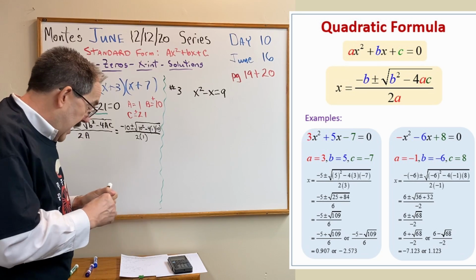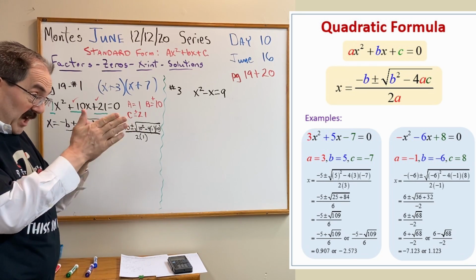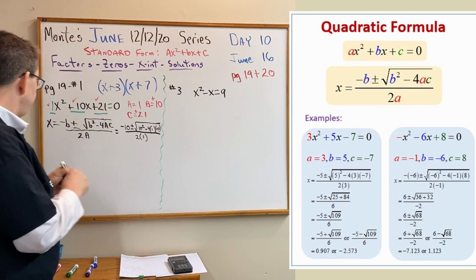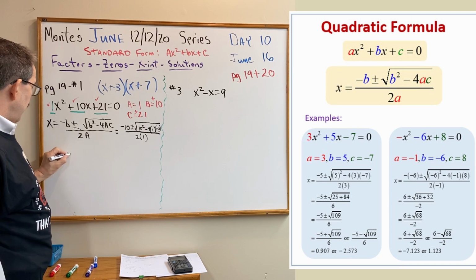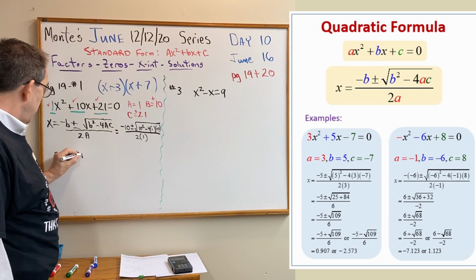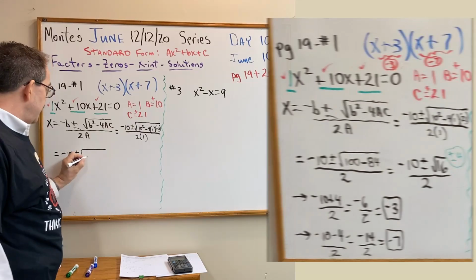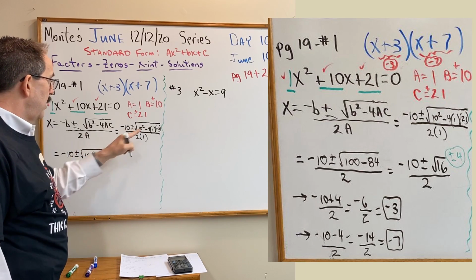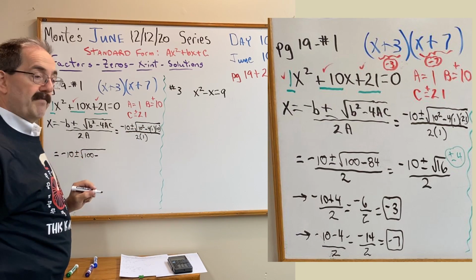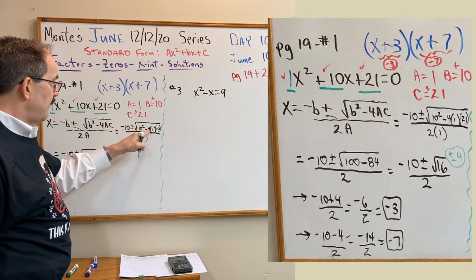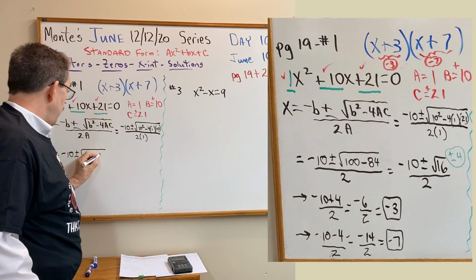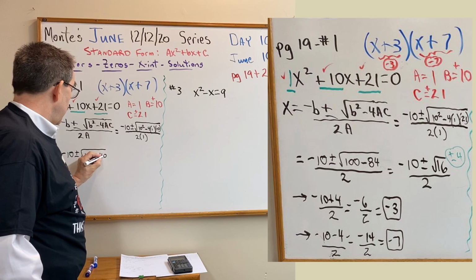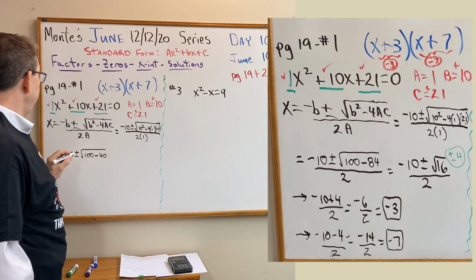All right, now it's just a matter of massaging it until we get the answer. All right, negative 10, can't do anything there. 10 times 10 is 100. Negative times a positive is a negative. 4 times 1 is 4. 4 times 10 is 40. Okay?